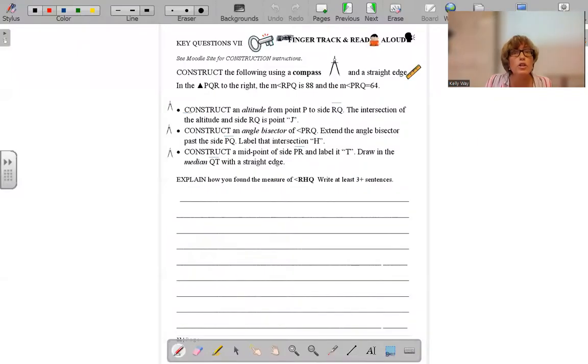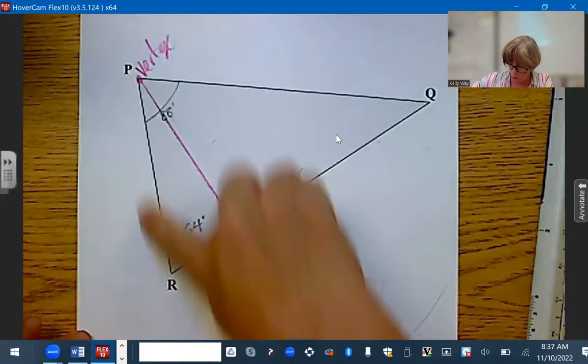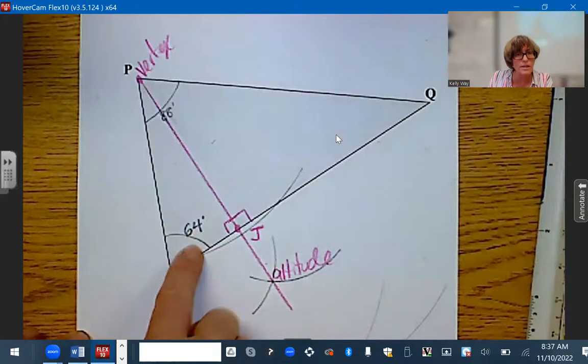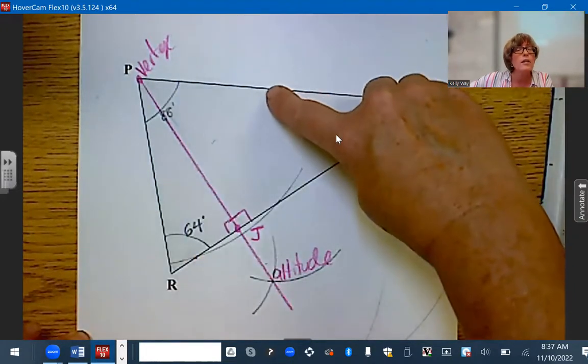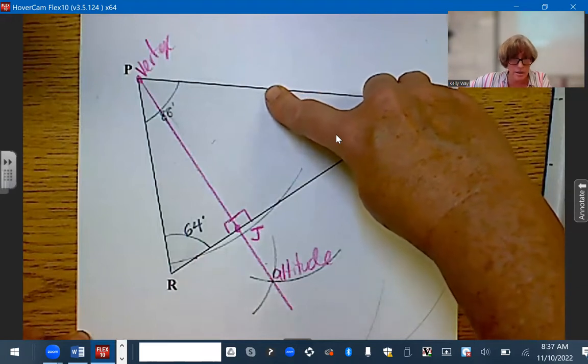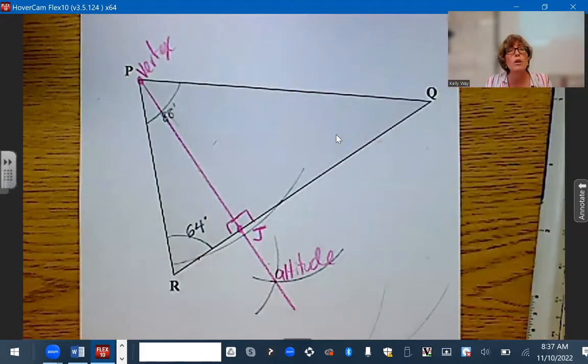Next one, it says, construct an angle bisector of PRQ. Extend the angle bisector past PQ, label the intersection H. So it says right here, PRQ, we're going to bisect this angle. We're going to extend it past the opposite side and label that H as in Harry. So an angle bisector is also a smiley dimple construction.